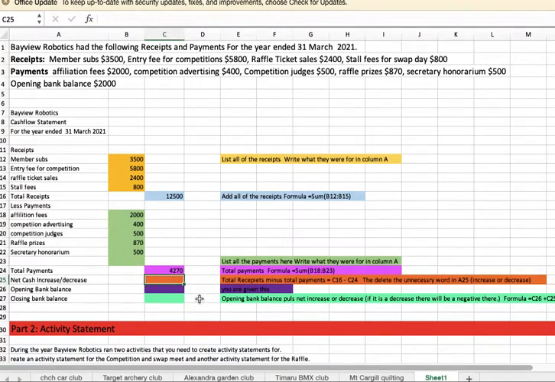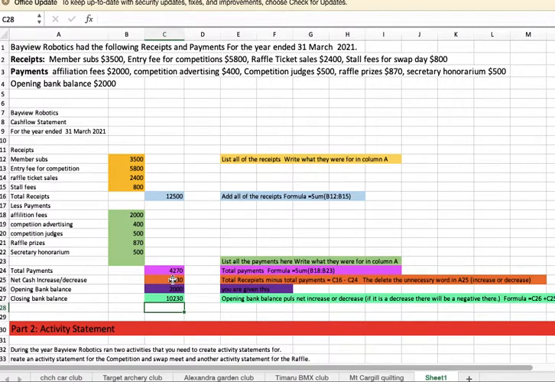Enter. Now our net increase in cash. So we've got, they brought in 12,500. They've spent 4,270. We want to know what that difference is. So we're going to say the amount of cash they've brought in minus the amount of cash they've spent. Okay, C16 minus C24. That's our little formula in there. Opening bank balance, we are given that number, so it's the $2,000. And our closing bank balance is the balance that we started with plus the net increase or decrease in cash.